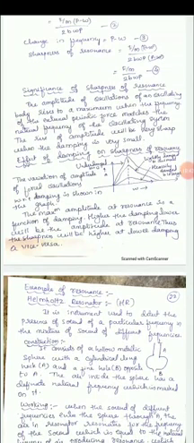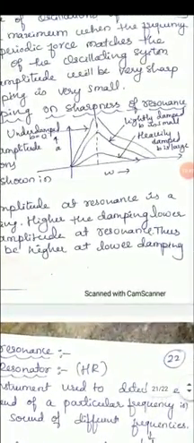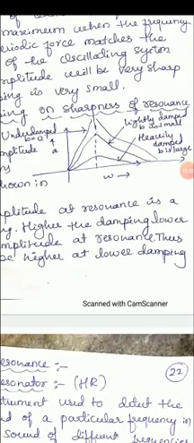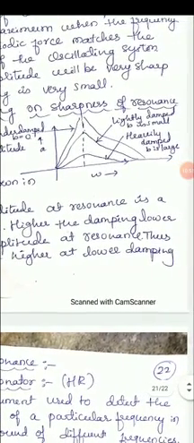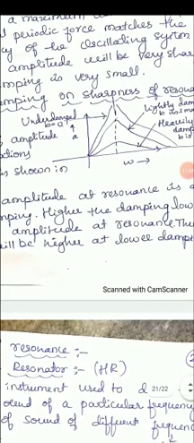So you can see in the graph here the effect of damping on the sharpness of resonance. Just go through the graph, that is amplitude A versus omega. In the first case, when it is heavily damped, B is very large. When it is lightly damped, B is small. Similarly, when it is undamped, B is equal to 0.